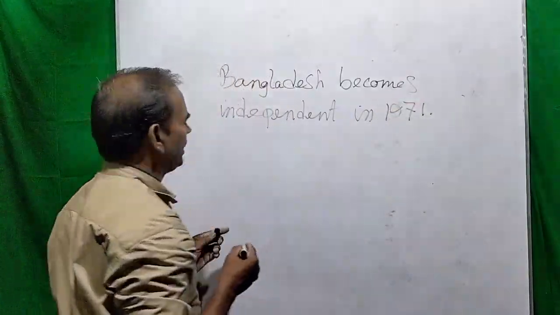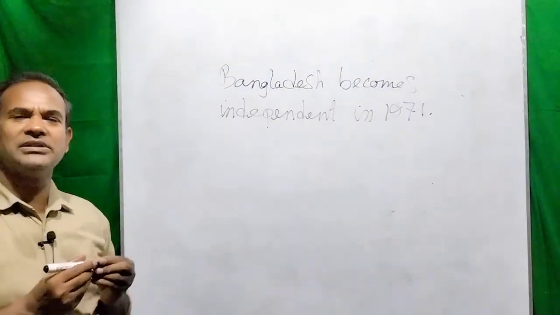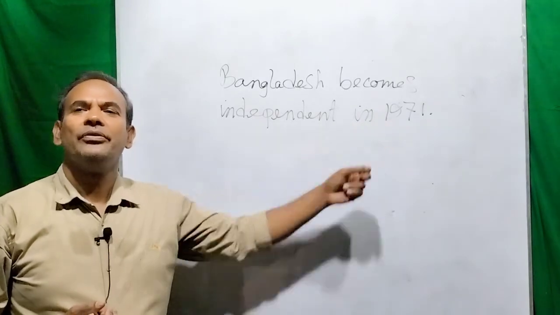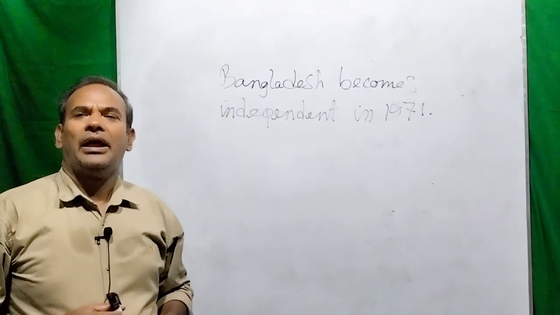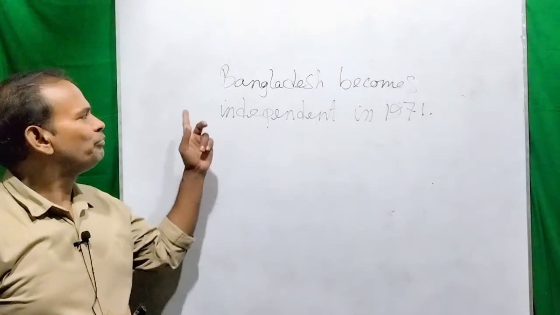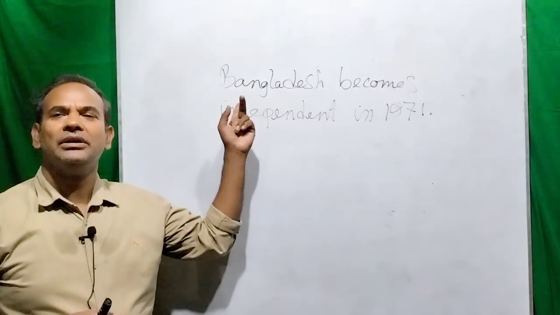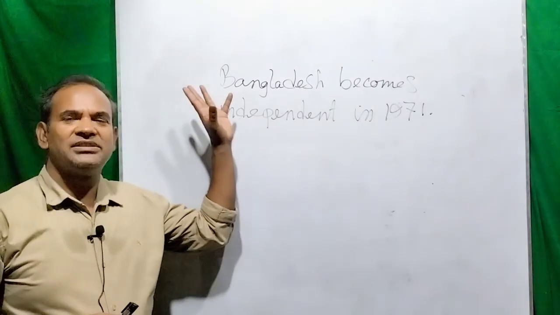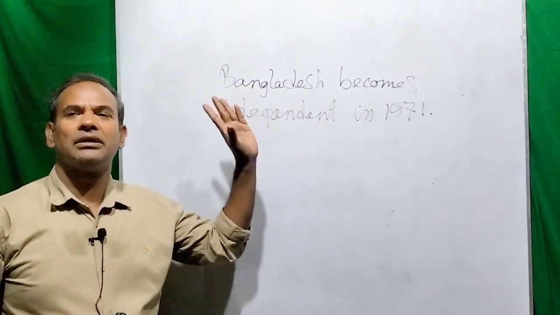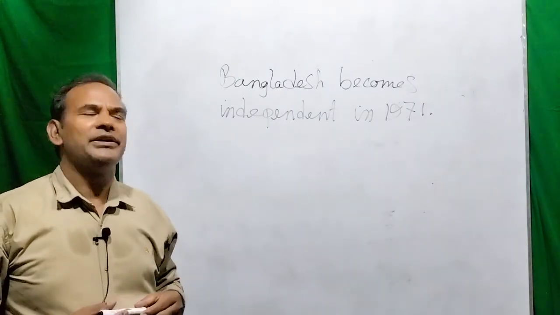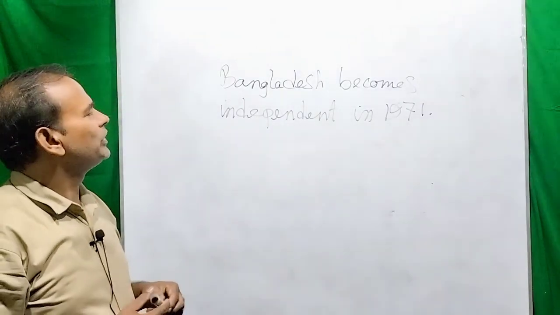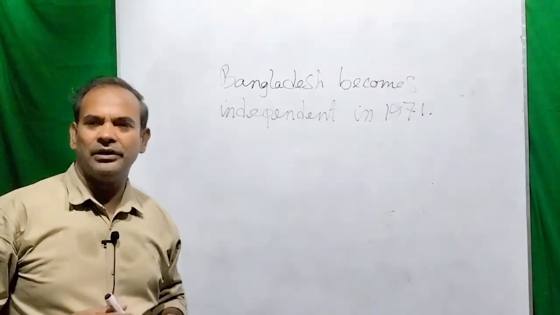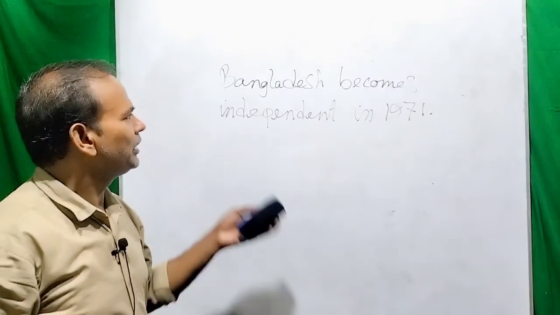1971. In 1971, dear viewers, Bangladesh becomes independent in 1971. This is an act of first time, but the result is still present in the present time, as Bangladesh exists now. So it is called the history present, and we can use this tense in the present. Bangladesh becomes independent in 1971. Thank you.